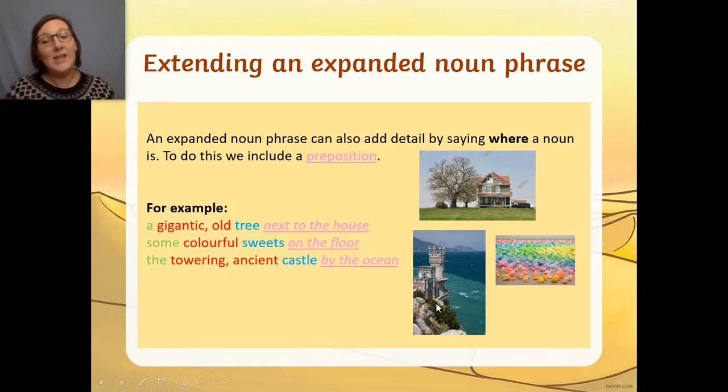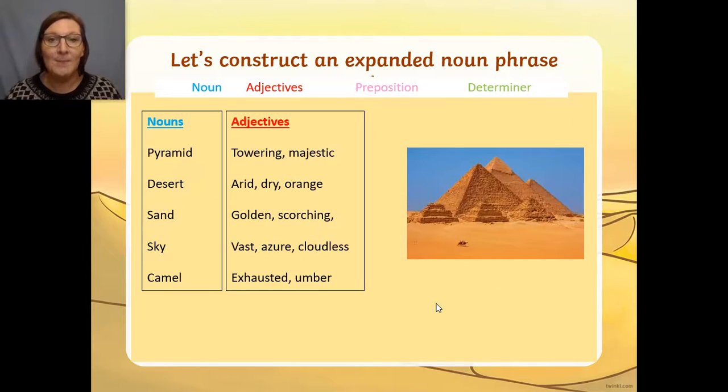Okay. Do you see there how we've described the noun, the object? We've said where it is as well. So we've added in our adjective and we've added in our preposition. And these kind of words really, really help to enhance your writing. And these are the skills you're going to need for today. So let's have a little practice now. So we've had a look at nouns, adjectives and determiners, and we've just added in the preposition.